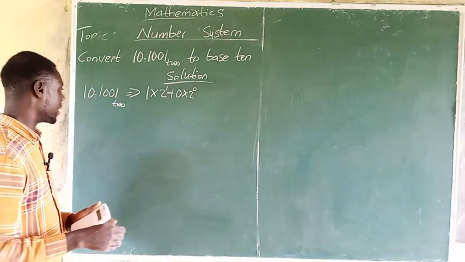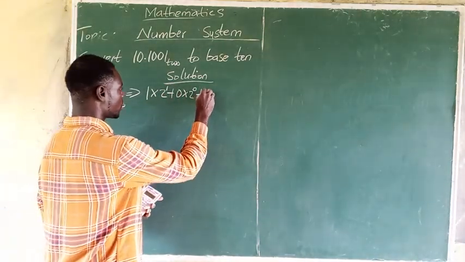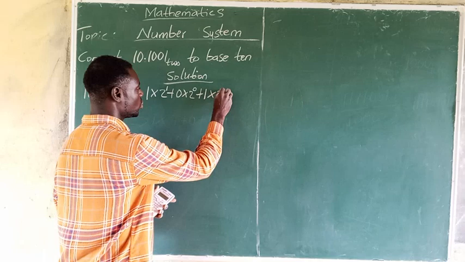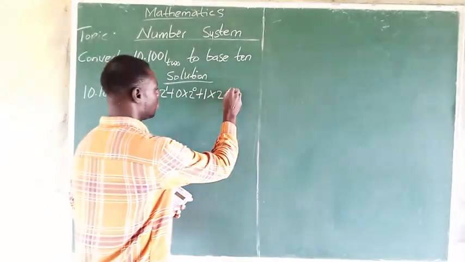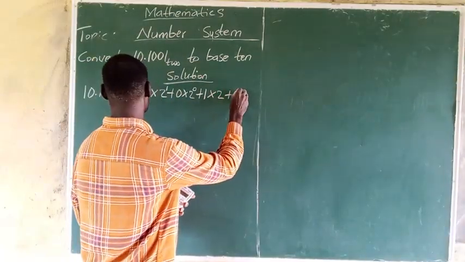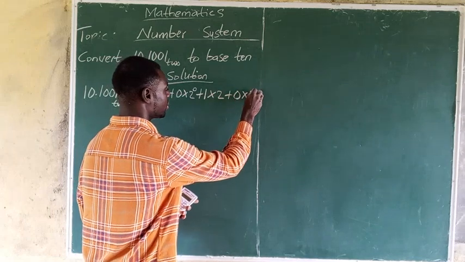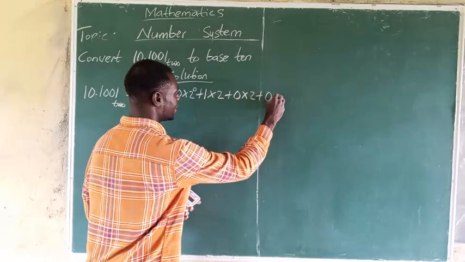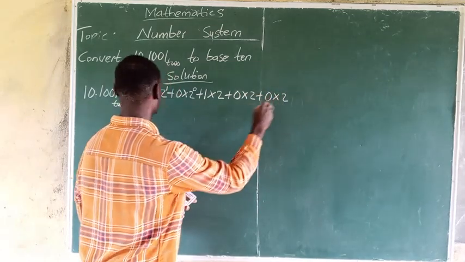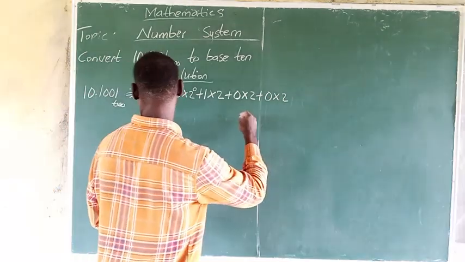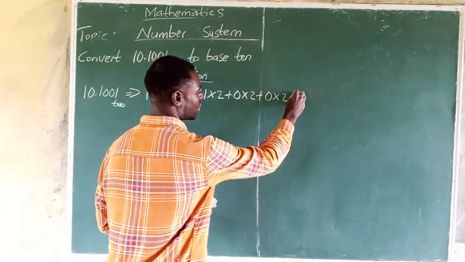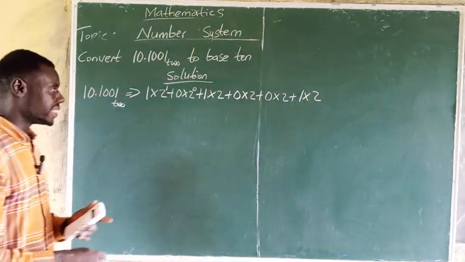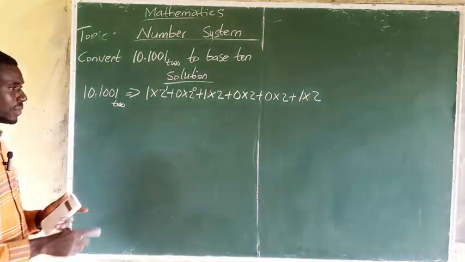0, 1. So plus this 1 times 2 plus 0 times 2 plus 0 times 2 plus 1 times 2. Yes, it is exhausting, but no problem. It is very simple to solve.